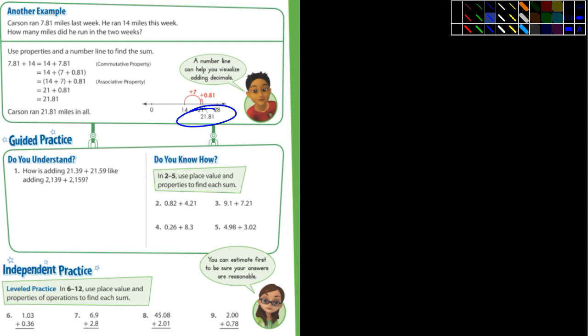So I like how she said that. Basically, it's the same thing. You're just not using decimals. So you can put that in your own words. There's lots of different ways you could say that. Okay.